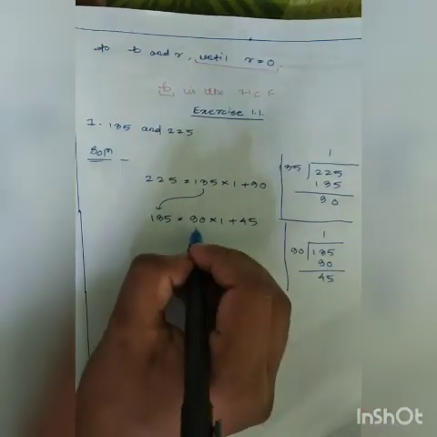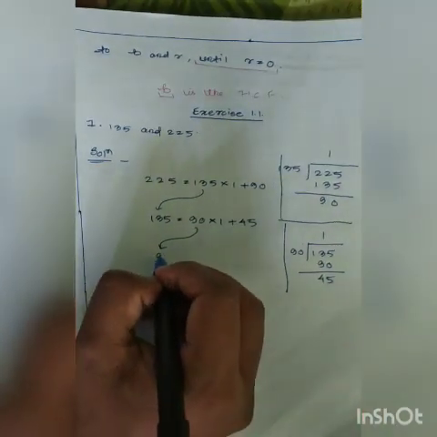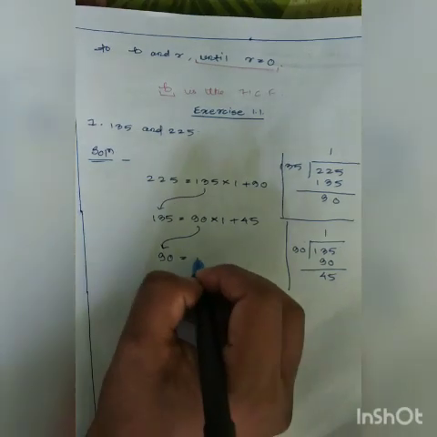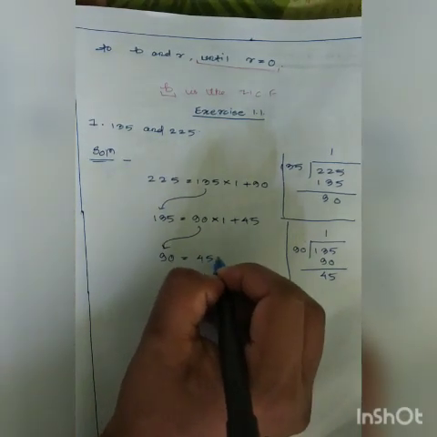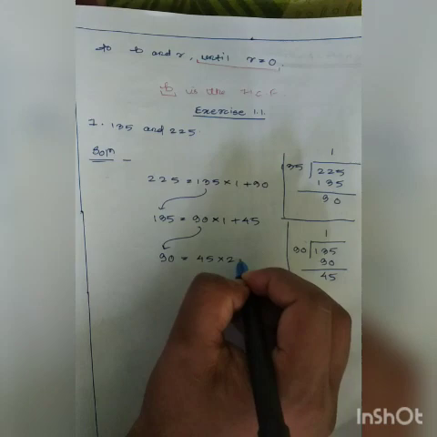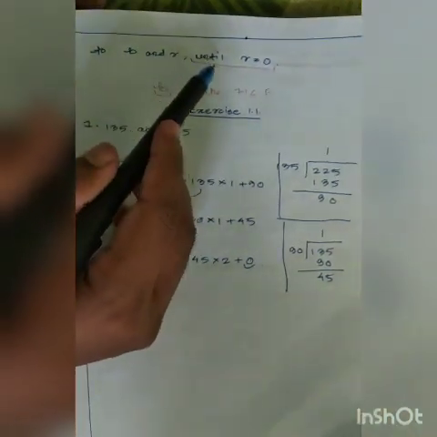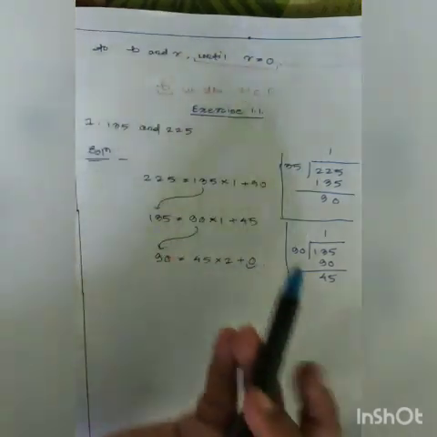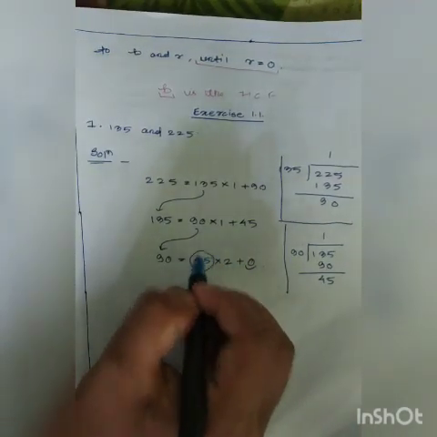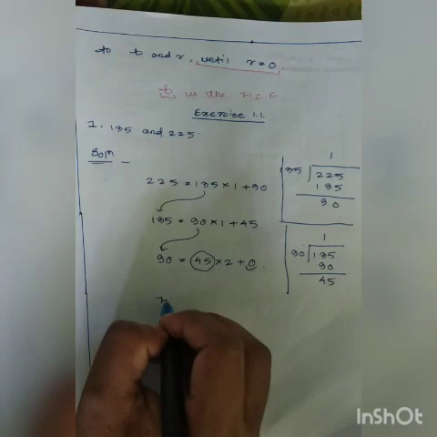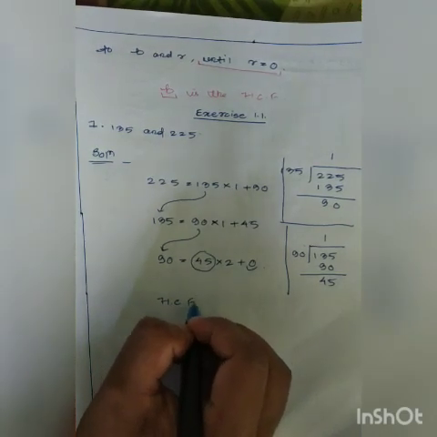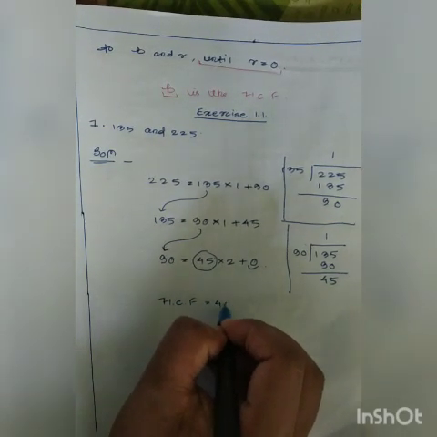The same process will be repeated. 90 will be on this side now. Now 45 multiplied by 2 is equal to 90. The remainder is 0. So as per the algorithm, when the remainder is 0, the divisor becomes the HCF. So here the HCF is 45.